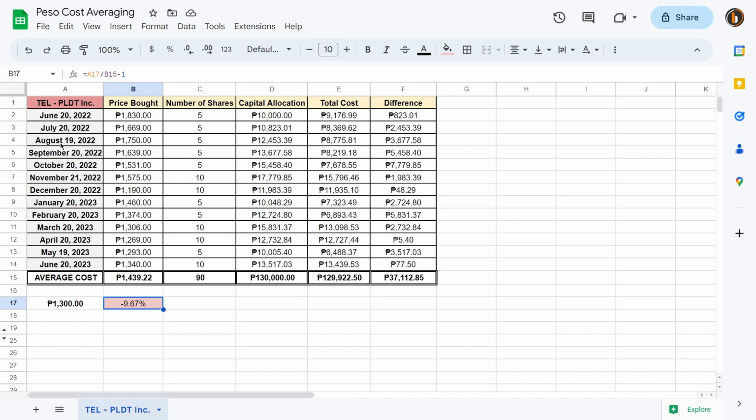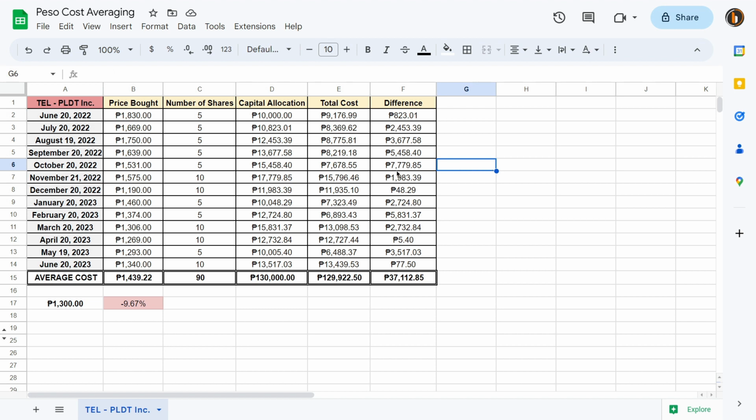So, in this table, in our spreadsheet, we can see the dates that we've bought the stock. We started last June 20, so every 20th we buy. But of course, sometimes the 20th falls on a weekend or a holiday, so we can't buy on that day. So we just went ahead and bought a day before, so August 19, and then November 21 and May 19. But essentially, almost all on the 20th we bought PLDT stock.